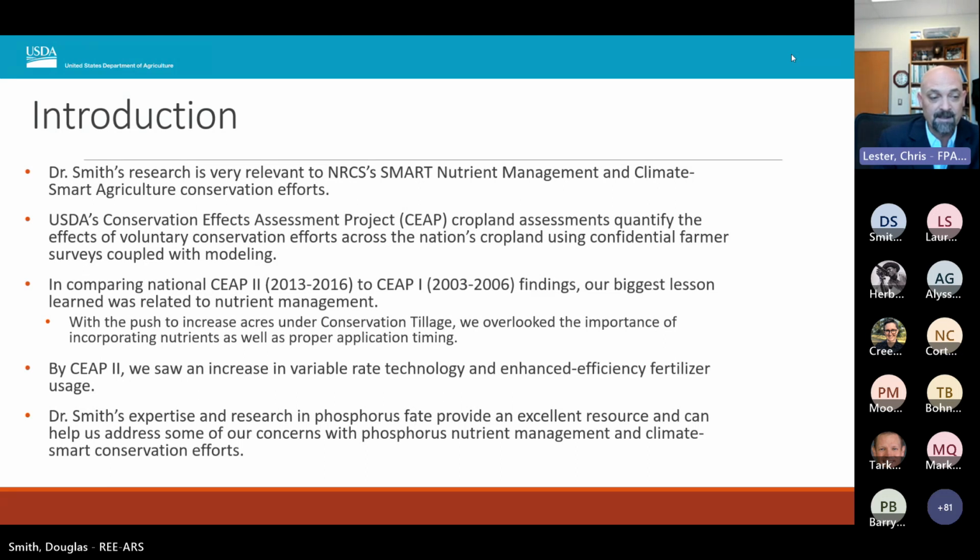Dr. Smith's expertise and research in phosphorus fate provide an excellent resource that can help us address our concerns with phosphorus nutrient management and climate smart conservation efforts. And at this time, I'd like to turn it to Dr. Douglas Smith.